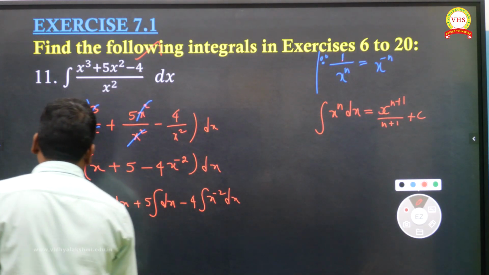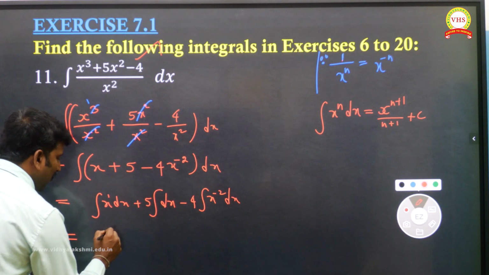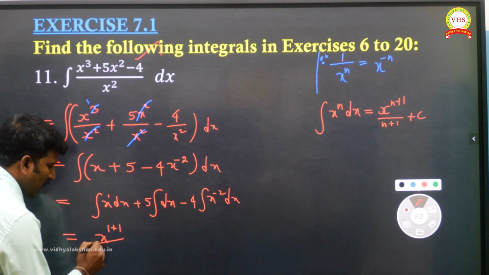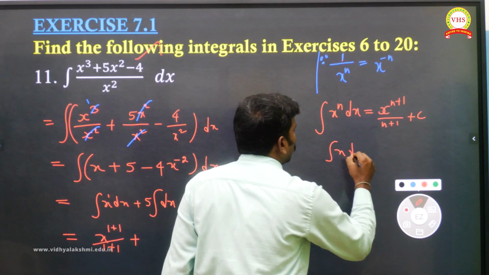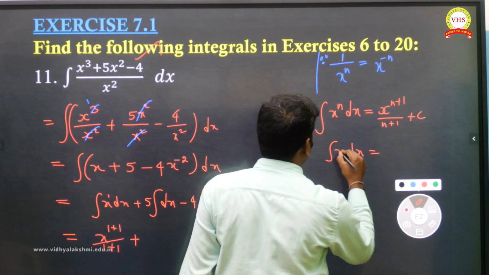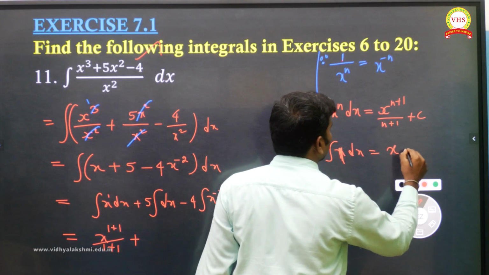Okay, so for the first one, x power n, the value of n is 1 here. So that is 1 plus 1 divided by 1 plus 1. Here the integral of just 1 dx, sorry, not x, 1, which means x plus c.